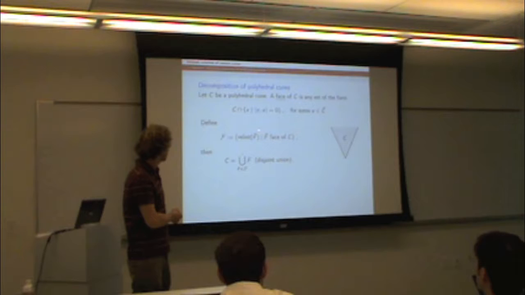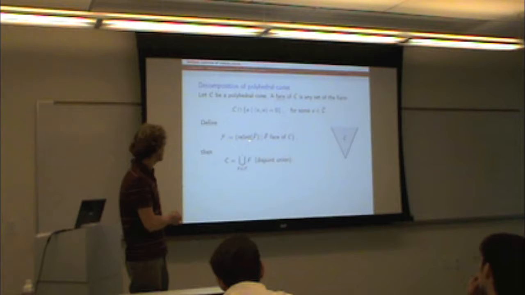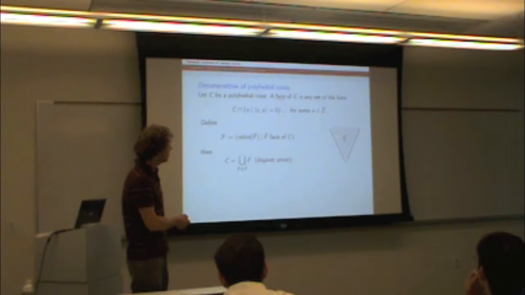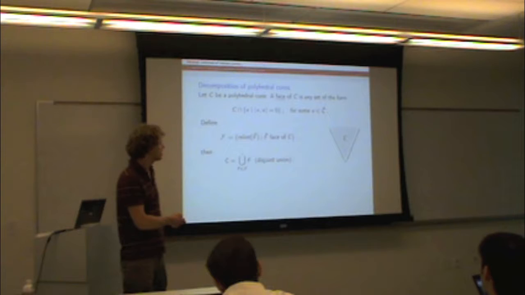Let's see this cone C here. If we define calligraphic F as the relative interiors of all its faces, then we have a disjoint decomposition of this convex cone. Let's look at this picture here. We have a two-dimensional set, which is just the interior of the cone C itself, and then we have some one-dimensional rays.